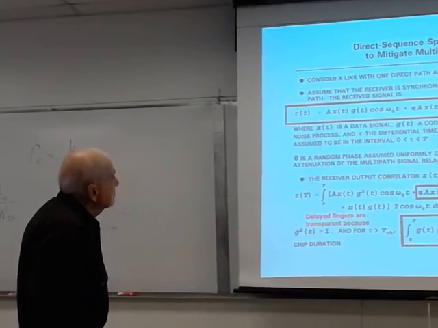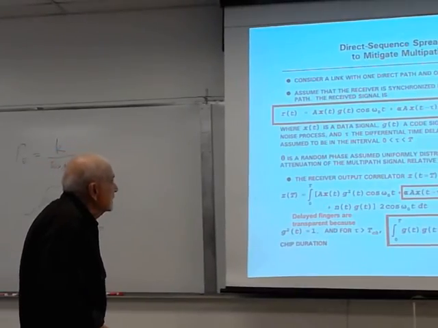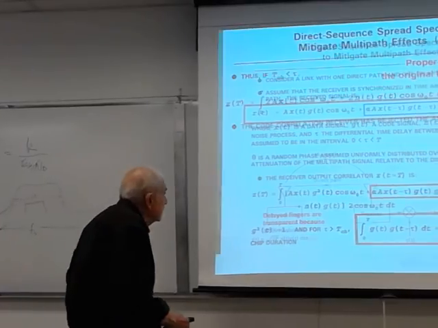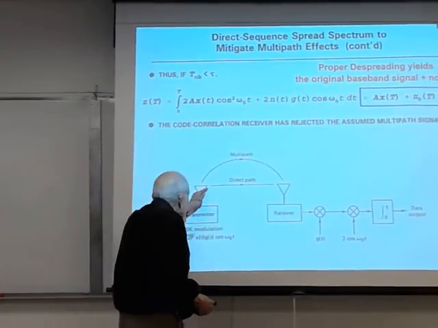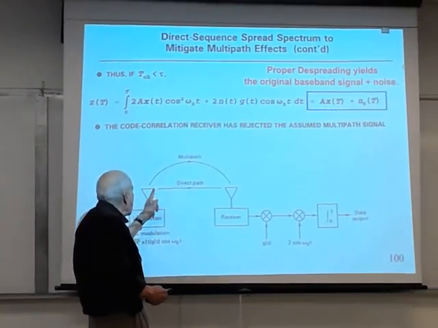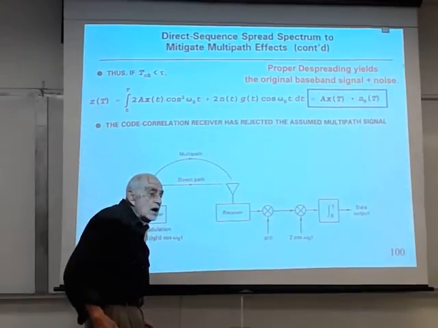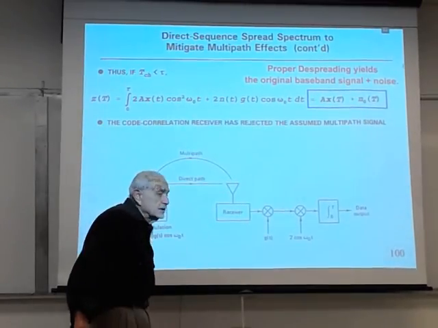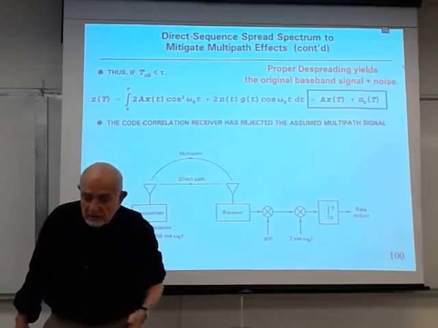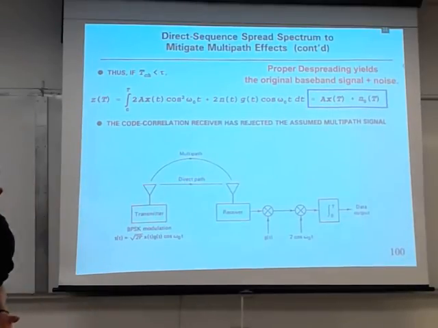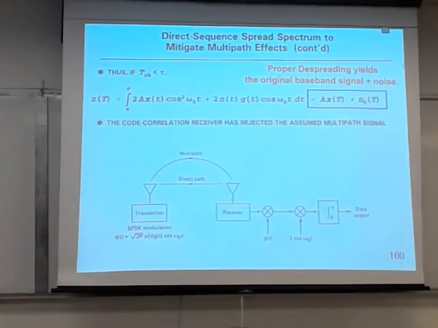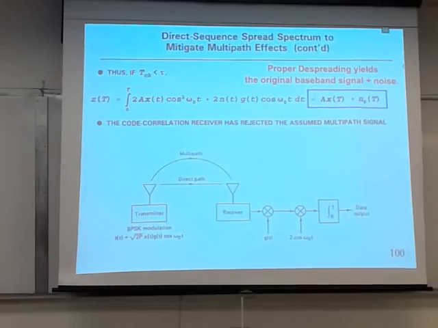So consider a link with one direct path and one delayed path. It looks like this. Here's the direct path, and here's the multipath. So obviously, the way I've drawn it, the multipath comes at some tau delay time later than the direct path.